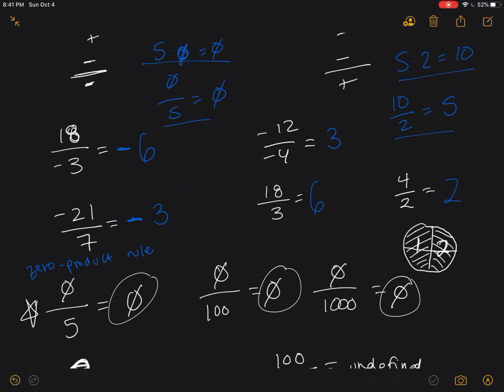So that's essentially what this represents. It's just like the 0 product rule. 0 divided by any number is always going to give you 0. And you think about what division is, right? Division is breaking something into smaller parts. That was what I had up here.